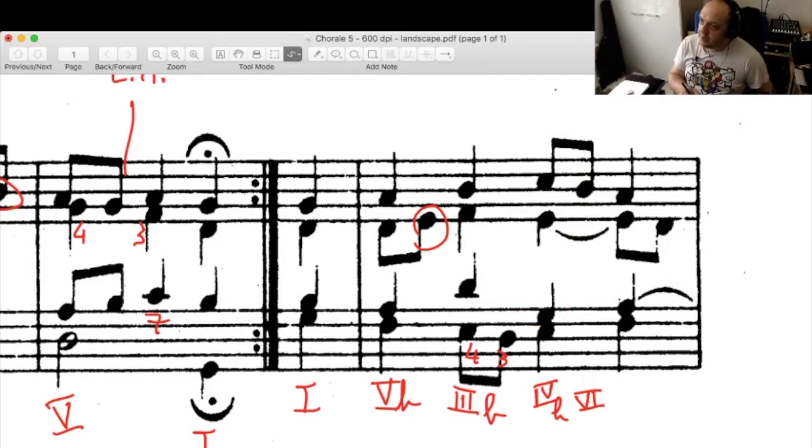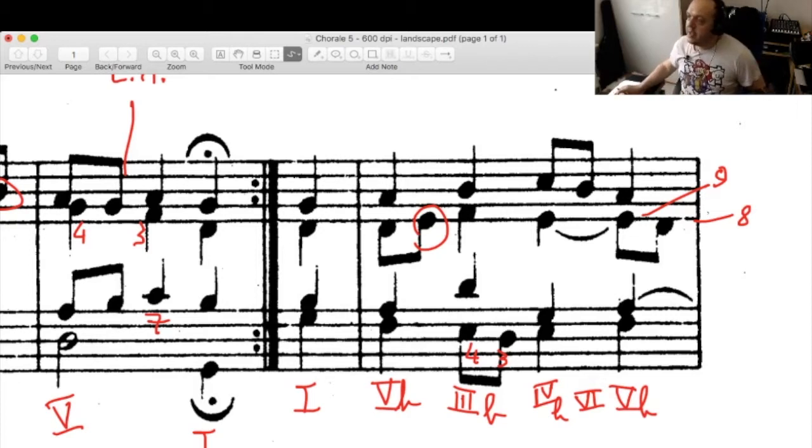Here begin the suspensions. That's 5 first inversion, with there I have a 9-8. Yeah. There's a 9-8 suspension in the alto. I see a tie here. That's going to become another suspension in the next bar.